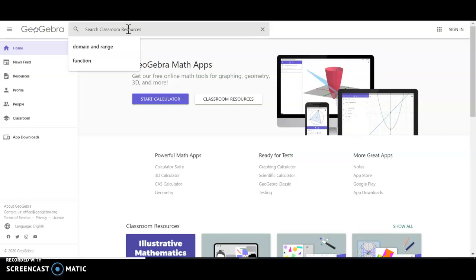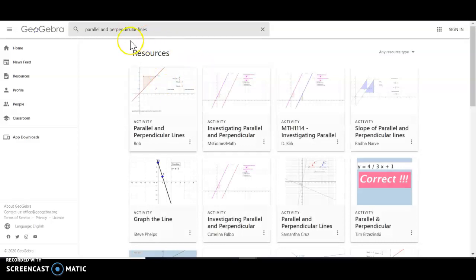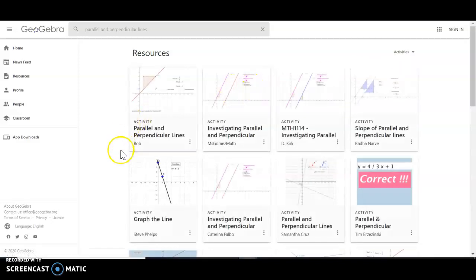Let's say parallel and perpendicular lines. So whenever you search anything up, a ton of resources show up. You can filter the resources by activities. Most of these would be really, activities would be most helpful.